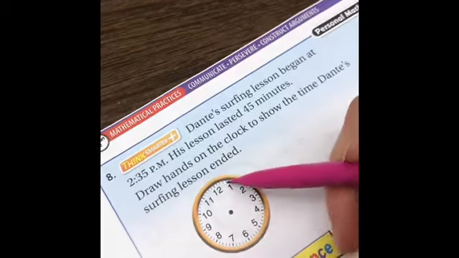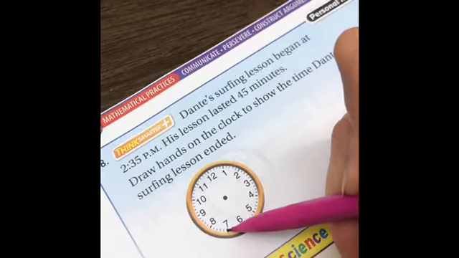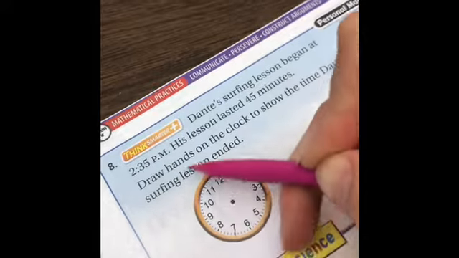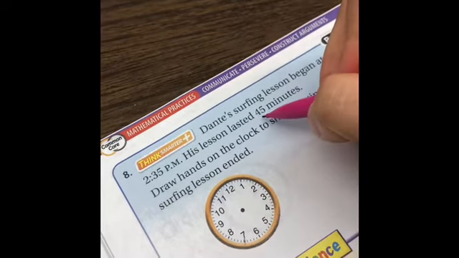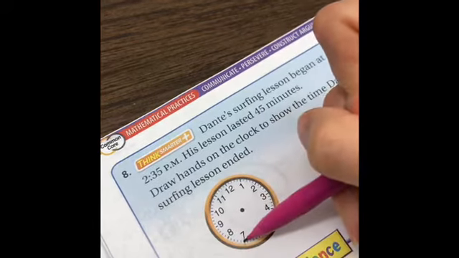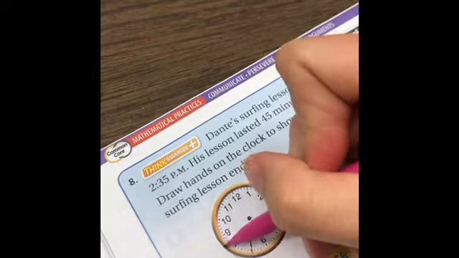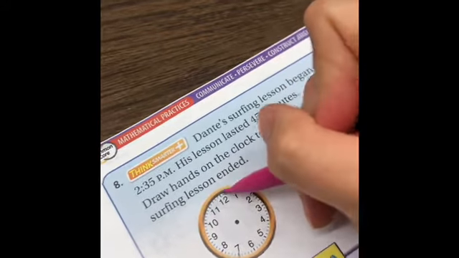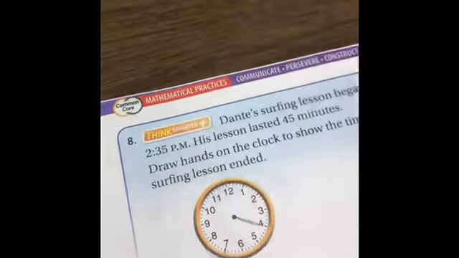So 2:35, I know 35 is going to be at the 7. And we want to know what time his lesson ended, so we're going to go around the clock the regular way. And it lasted for 45 minutes. So we just need to go around 45. Okay, so we're going to go 5, 10, 15, 20, 25, 30, 35, 40, 45 brings us to the 4. So our minute hand is at the 4.